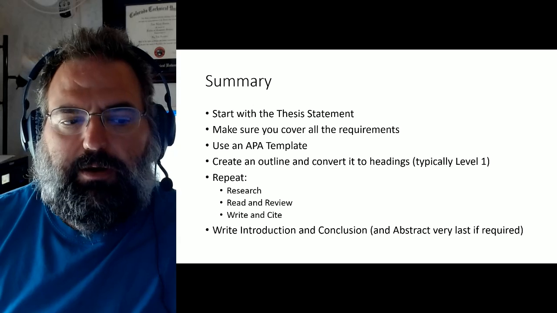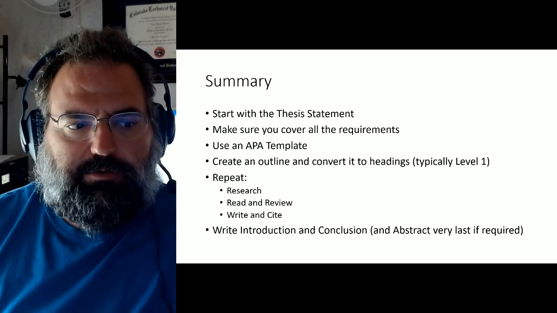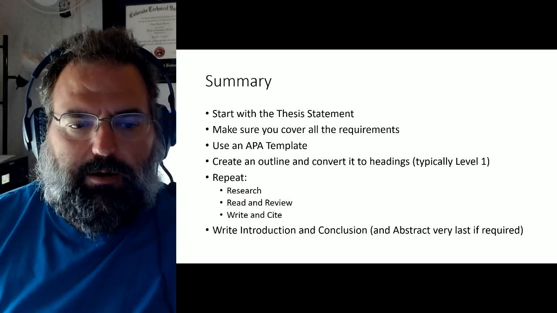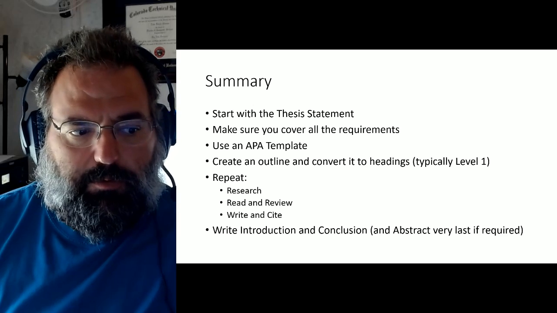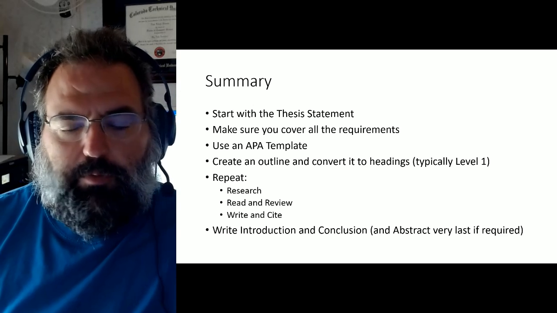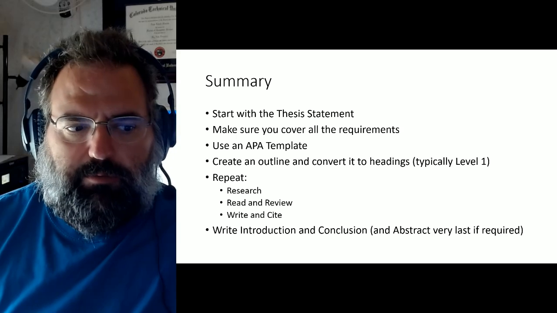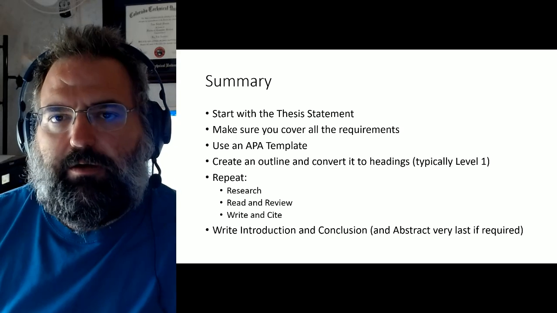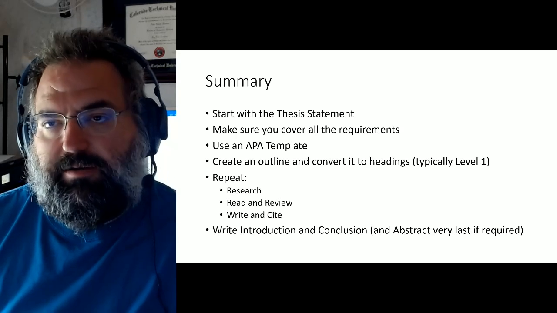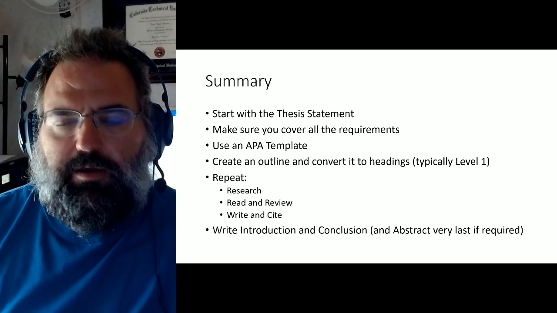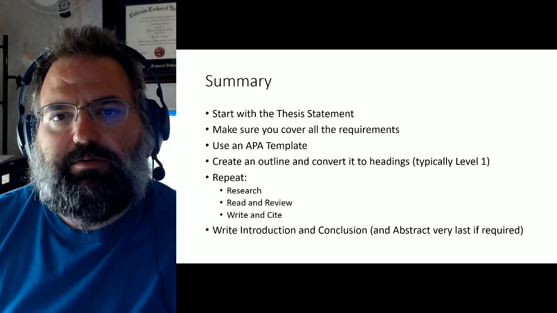You may want to create an outline and convert it to headings, or you may just want to go straight to heading level 1s for your outline and use heading level 2s and 3s if they're appropriate. Repeat the cycle or the process of research, read, and review, and then write and cite. Once you've done all that and you filled out your paper, then I typically write my introduction and conclusion, and if I'm required to do an abstract, it is the last thing I write.